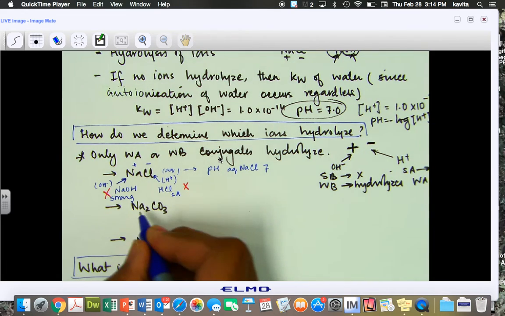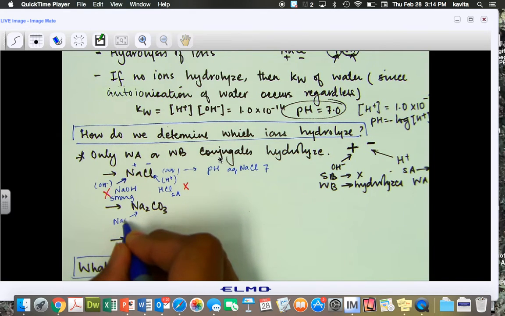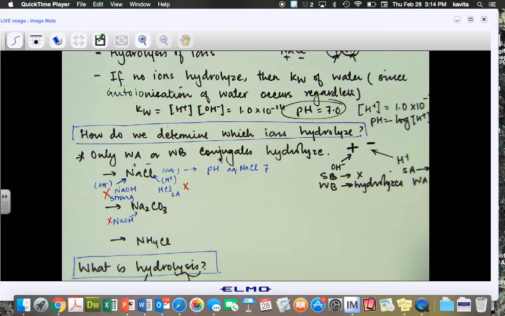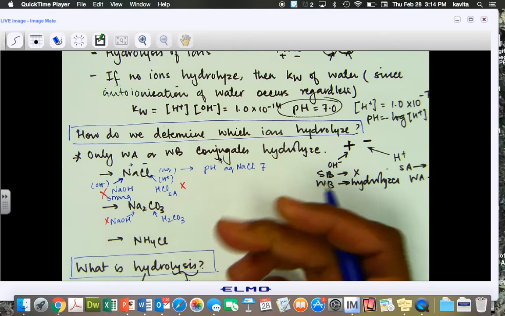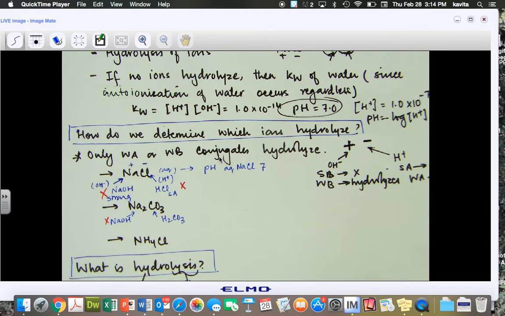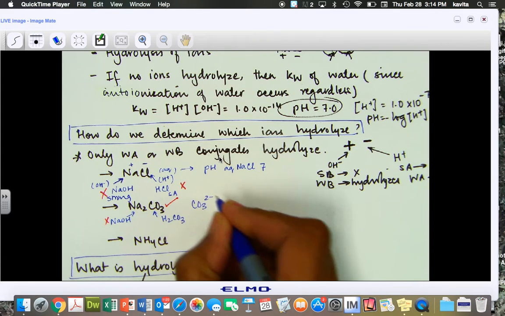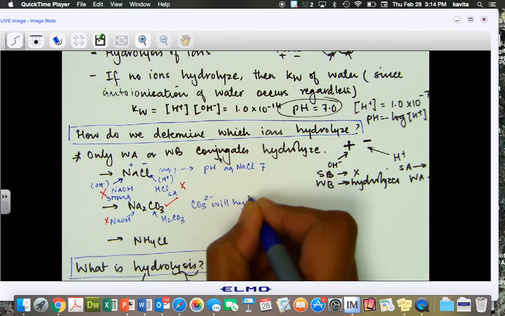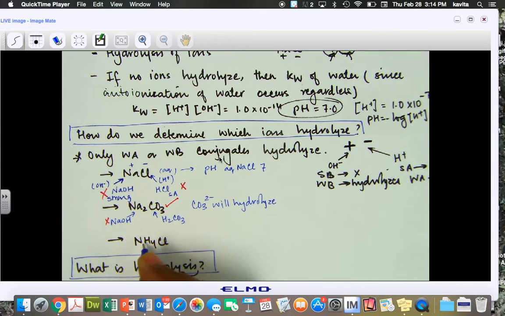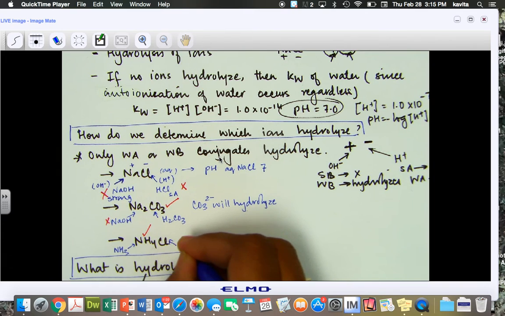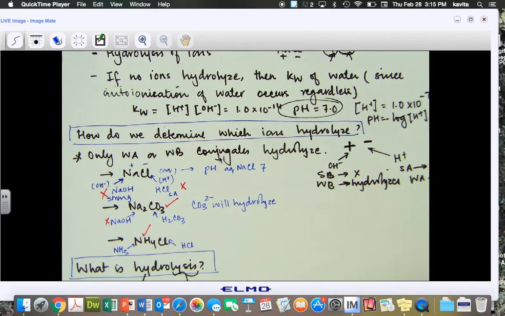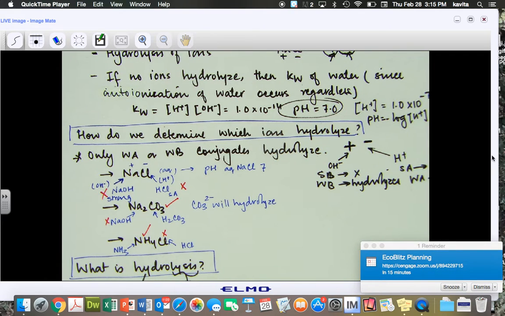Now let's look at Na2CO3. Na comes from NaOH. This one will not hydrolyze. CO3 comes from H2CO3. How do you think of that? Just think of the weak acid that you kind of know. This one is a weak acid, so yes, CO3 2- will hydrolyze. Let's try one more. NH4+ comes from the weak base ammonia, and yes, this will hydrolyze. Cl- comes from HCl, so this one will not hydrolyze.